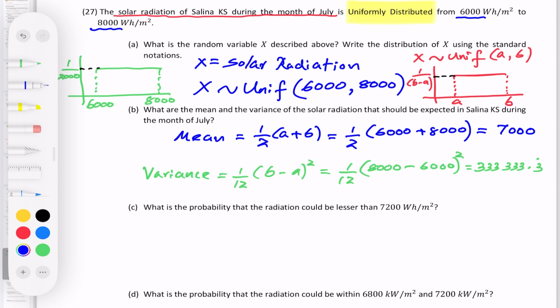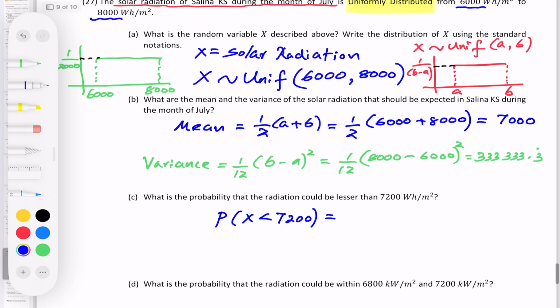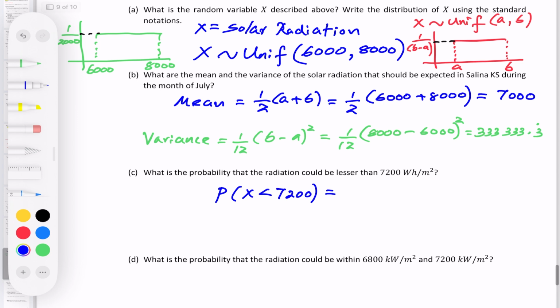What's the probability that the radiation could be less than 7,200 watt hours per square meters? That means I need to find the probability that x is less than 7,200. So how do you find that? In order to find that, we're going to need the distribution. Of course, the calculator is not going to be helpful for this question because the uniform distribution is so very simple.